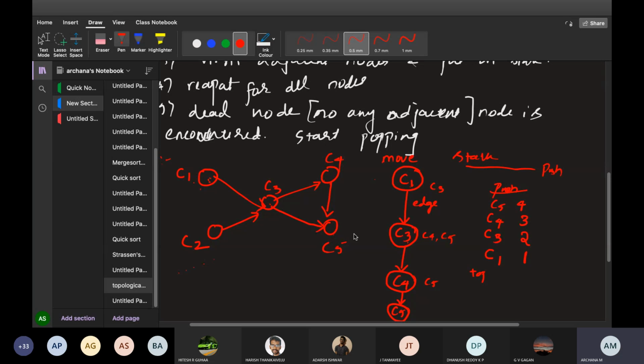Is C5 having any nodes after this? Is C5 connected to any other nodes? No, ma'am. Any other node going outside? No, ma'am. Now this is a dead node for me.